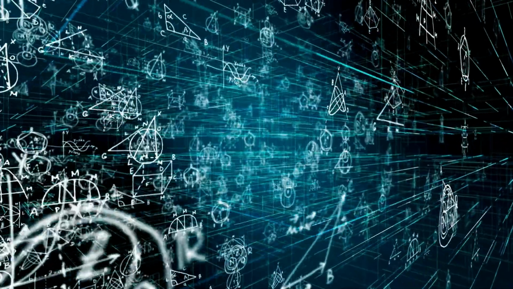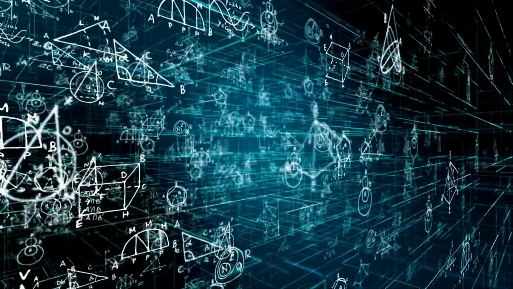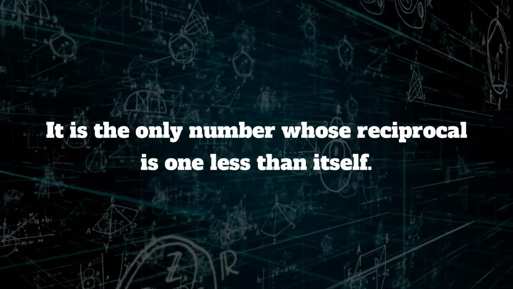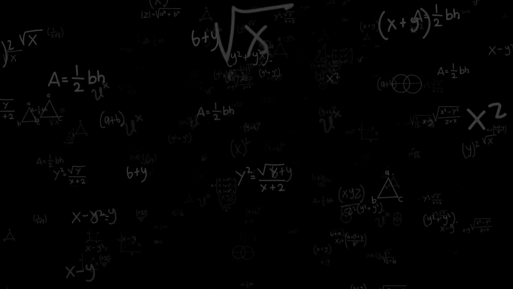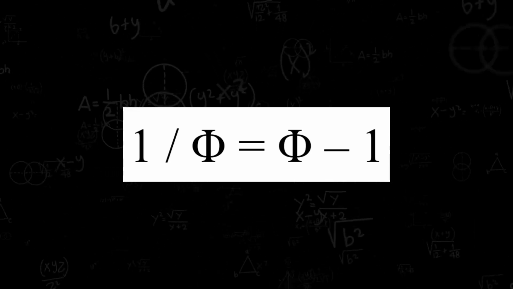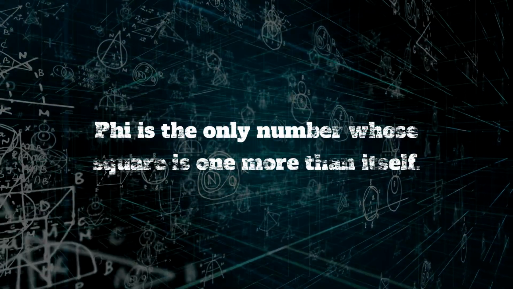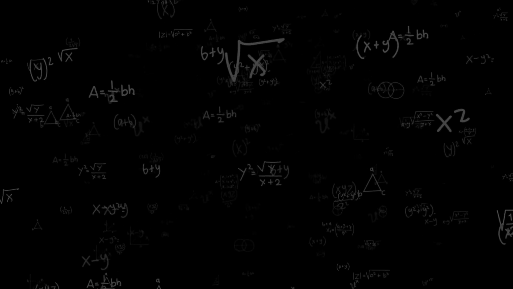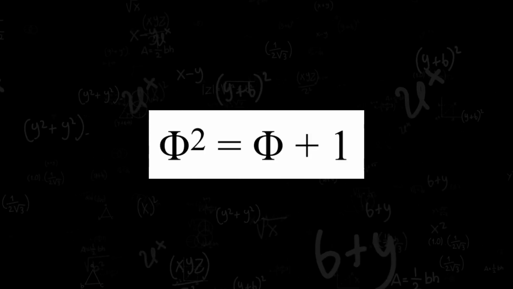It has unique mathematical properties that distinguish it from other numbers. It is the only number whose reciprocal is 1 less than itself. In mathematical terms, this can be expressed as 1 divided by phi equals phi minus 1. Furthermore, phi is the only number whose square is 1 more than itself. This can be expressed as phi squared equals phi plus 1.